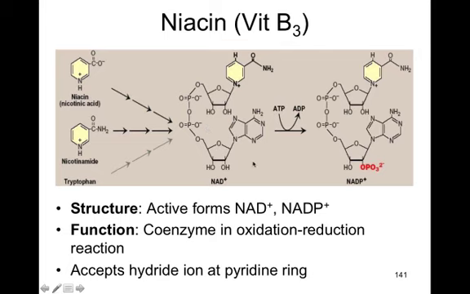And the phosphorylated form of NAD, which is NAD plus, NADP plus, is also a biologically active form of vitamin B3. Similar to FMN and FAD, NAD plus and NADP plus are coenzymes involved in oxidation reduction reactions. They have the capability to accept one hydride at the nitrogen on the pyridine ring. Let's see what kind of a reaction it facilitates.